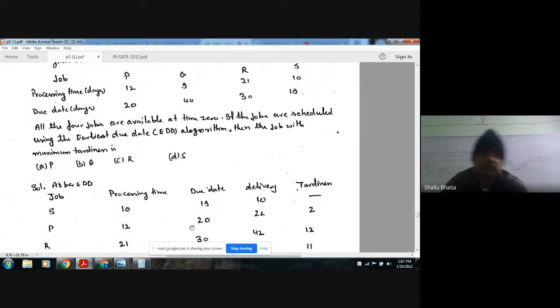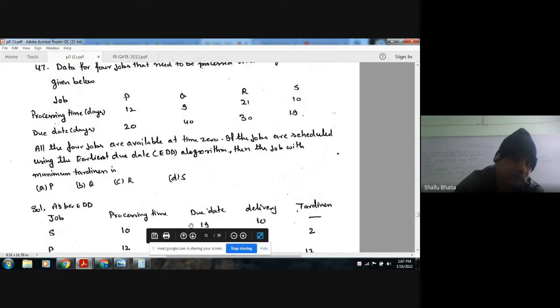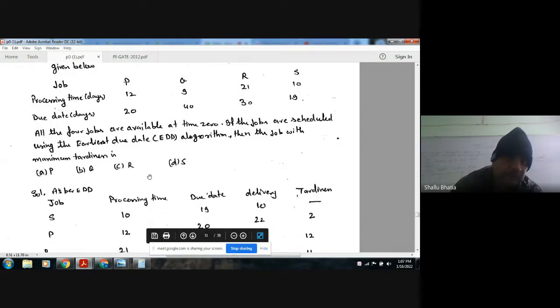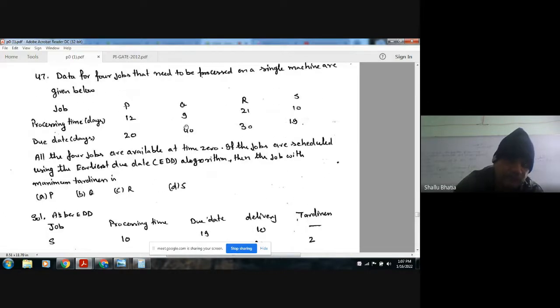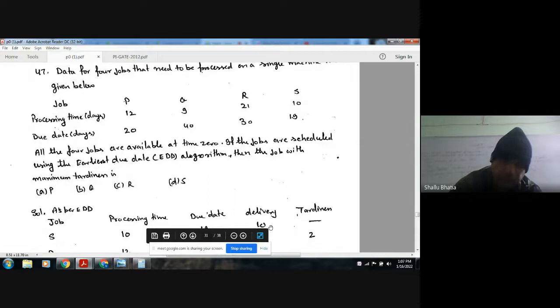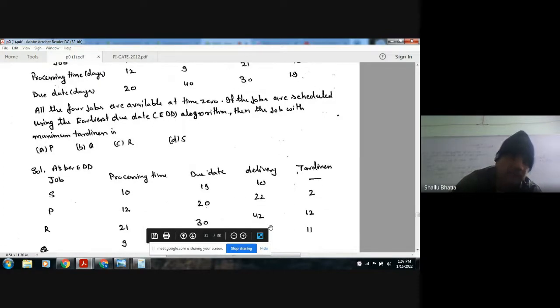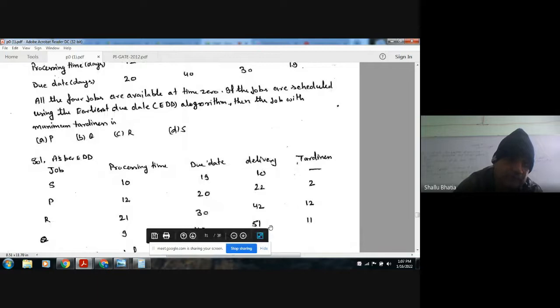So arranging these jobs according to earliest due date. The processing time for S is 10 and the due date is 90, so delivery will be after 10 days. The processing time for P is 12 and the due date is 20, so the delivery will be after 10 plus 12, 22 days. So there will be 2 days of tardiness or lateness.